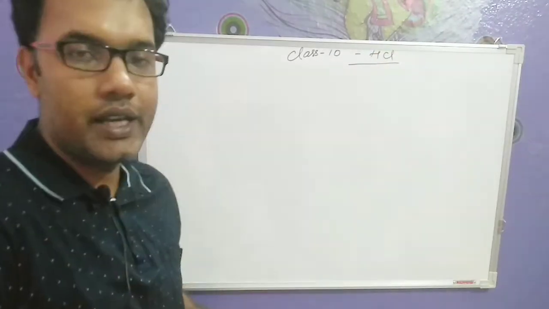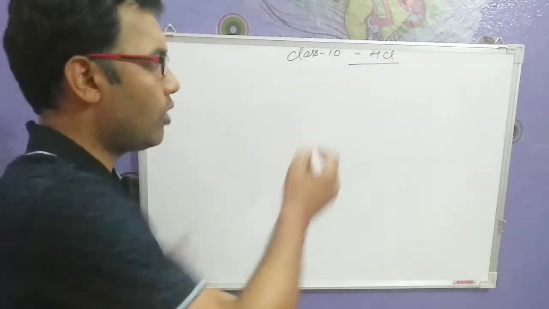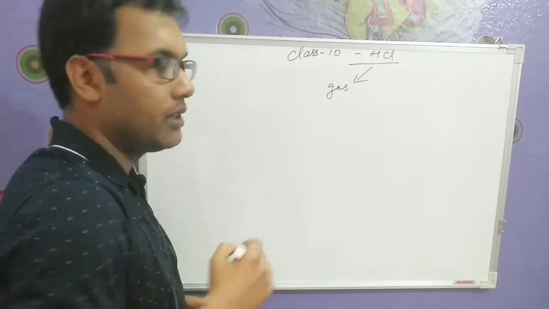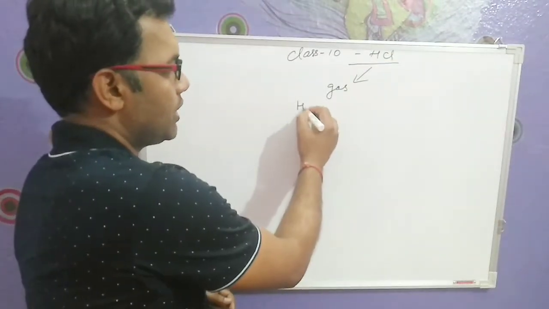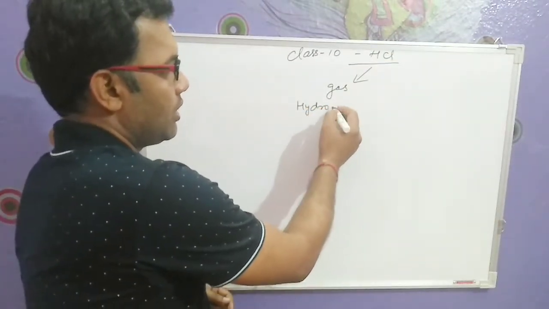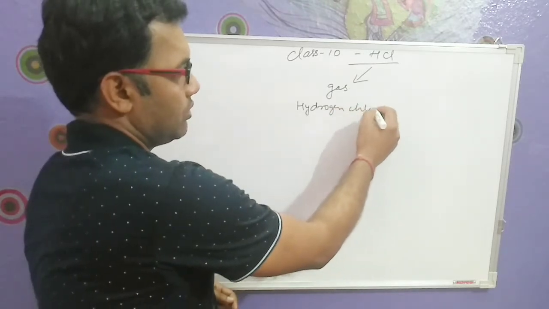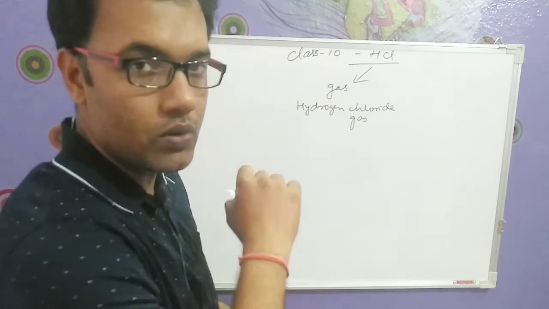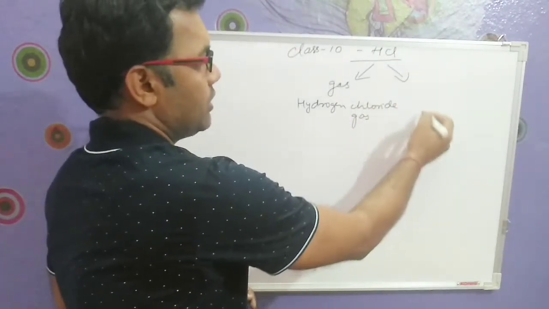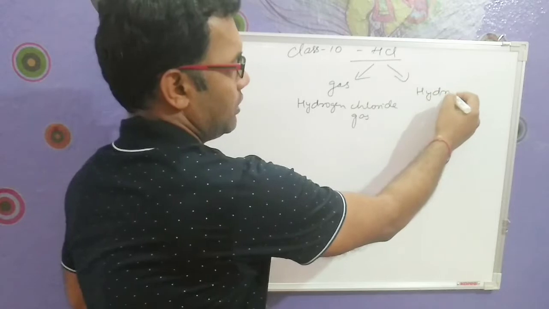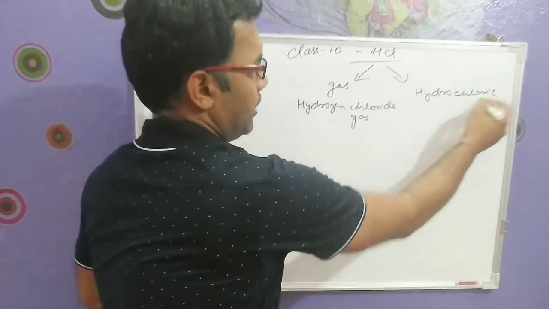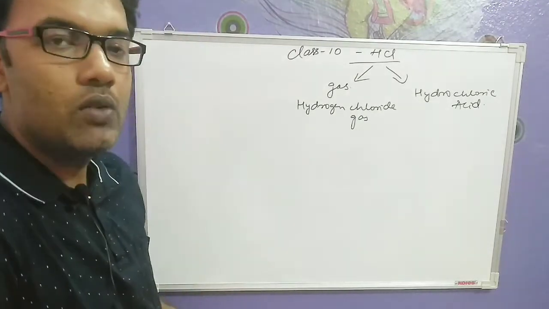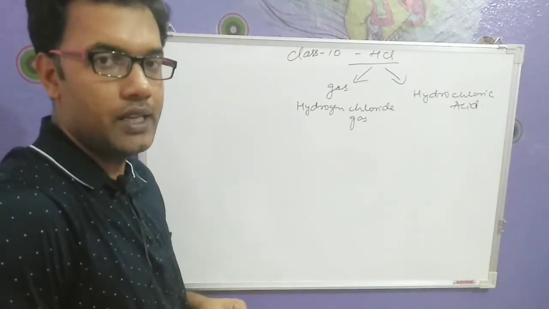Now we all know HCl comes in two forms. If we are talking about the gaseous state, then this HCl will be known as hydrogen chloride gas, and if we are talking about the liquid state, then this will be known as hydrochloric acid. Okay, now coming to the structural part of HCl.